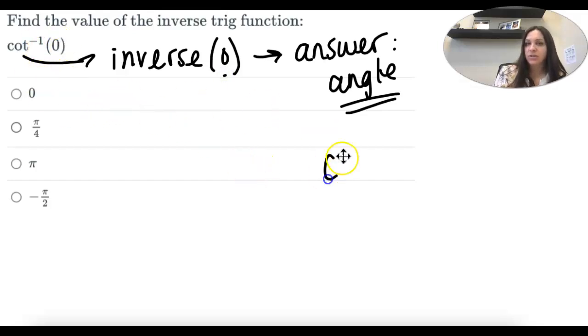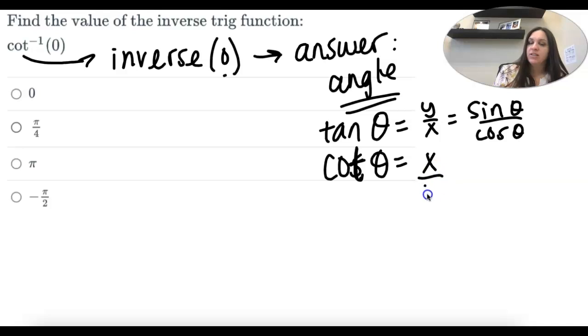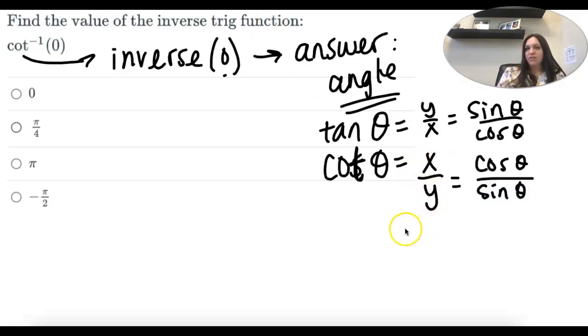So cotangent, we need to remember, is the reciprocal of tangent. So tangent is y over x, or sine over cosine. And cotangent is x over y, cosine over sine. So this is a fraction, but our value is 0. So in order to get a fraction to be 0, the numerator has to be 0 and the denominator can be any number. Doesn't matter what it is. As long as the numerator is 0, the denominator is whatever.